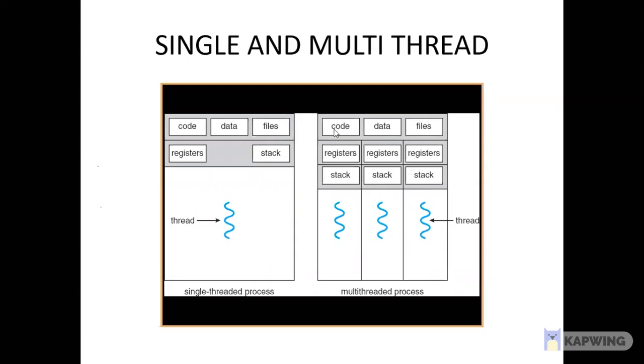You can see this thread has code, this thread has data, and this thread has files. So this thread can share the data, this one can share the code, and this one can share the files. They are sharing the memory. That is not possible in a process. So this is a multi-threaded process consisting of more than one thread, and this is a single-threaded process.